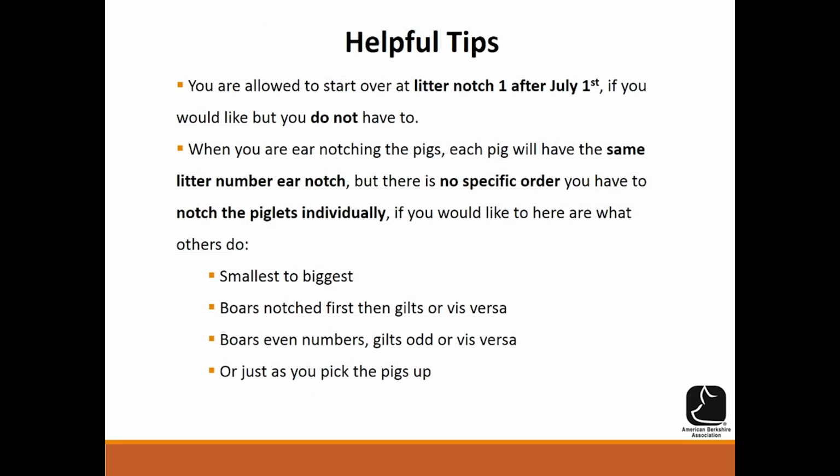Helpful tips. You are allowed to start over at litter notch 1 after July 1st, if you would like, but you do not have to. When you are ear notching the pigs, each pig will have the same litter number ear notch, but there is no specific order you have to notch the piglets individually. If you would like to, here are what others do. Smallest to biggest, boars notched first, then gilts, or vice versa. Boars even numbers, gilts odd numbers, or vice versa, or just as you pick the pigs up.